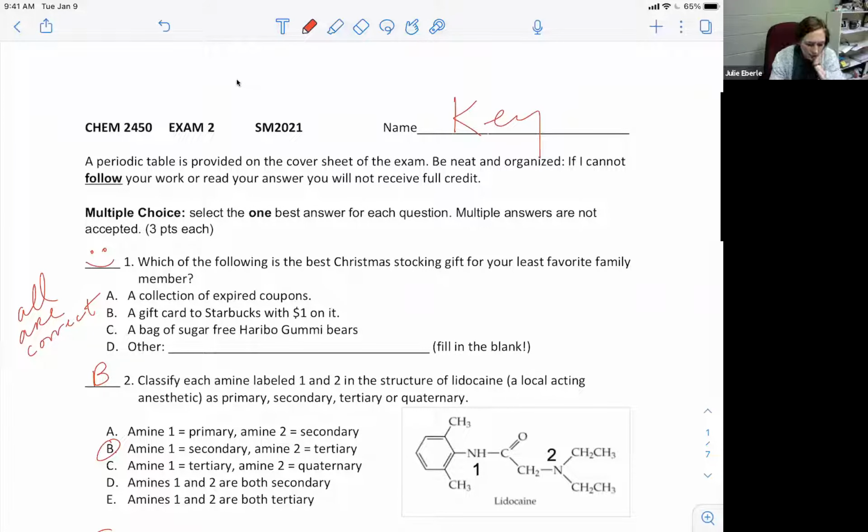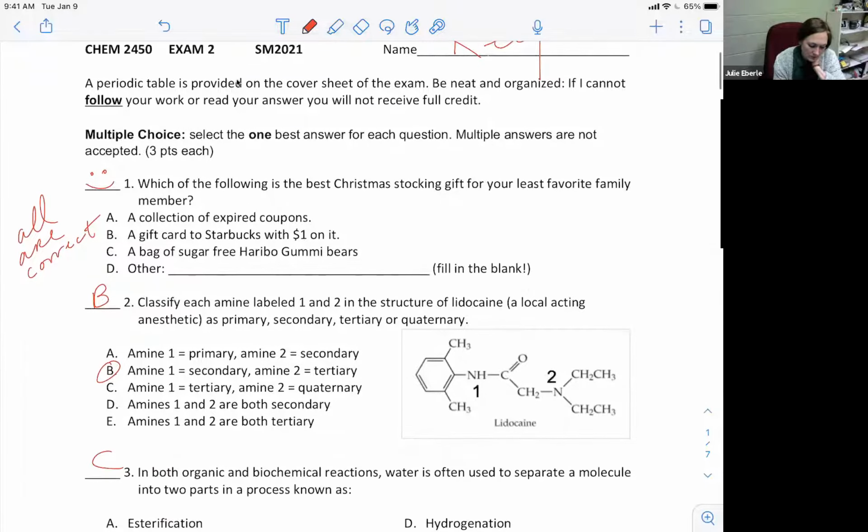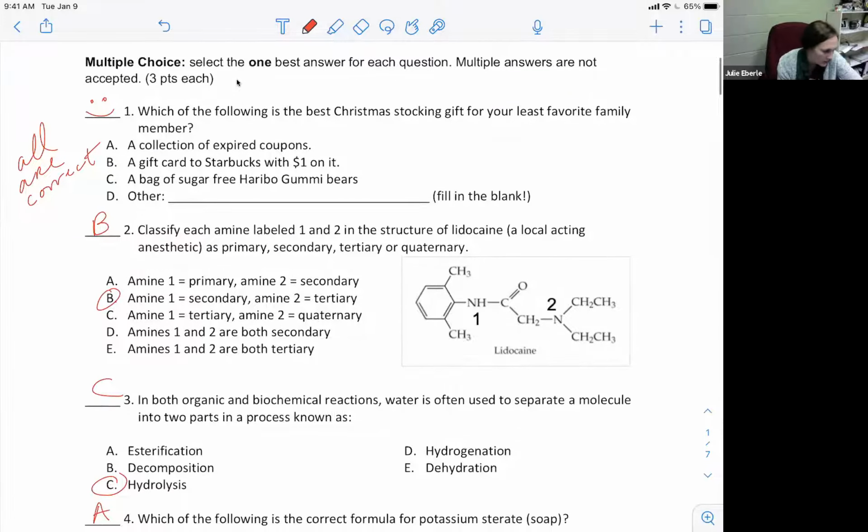But we're just gonna go through these multiple choice, and then any other questions y'all wanna go over. I'll go over the whole exam, but we have about an hour or less to play with. So number one, obviously, was just a fun question. So any answer I accepted there. In my opinion, the best answer is a sugar-free bag of heartbroken gummy bears.